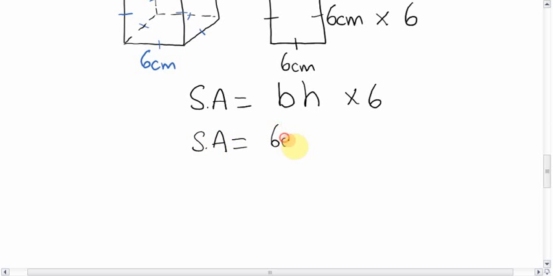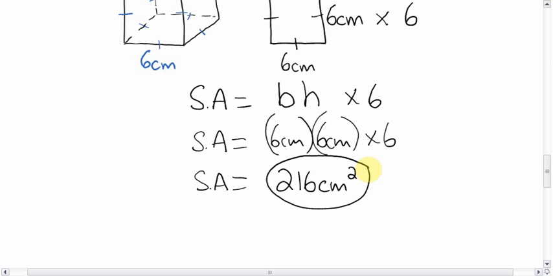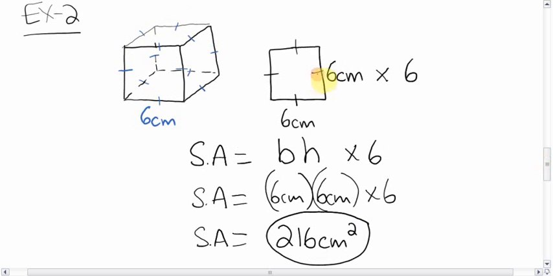The base is 6 centimeters. The height is 6 centimeters. There's 6 of them. So we times it all together for our final answer. 6 times 6 is 36. 36 times 6, 216 centimeters squared for a cube. Cubes are easier, obviously, because you don't have to worry about all the different sides because they're all the same.